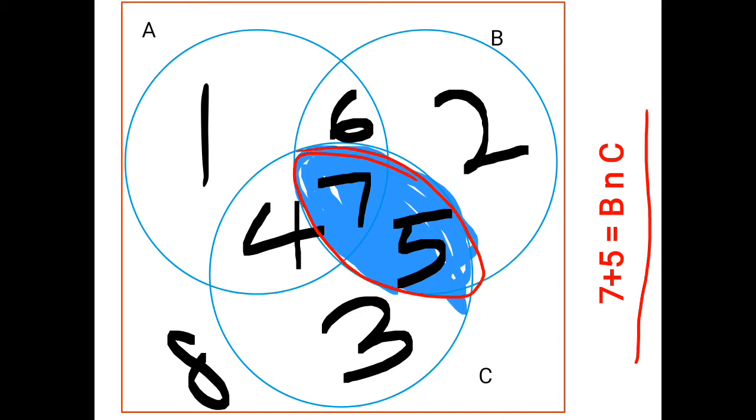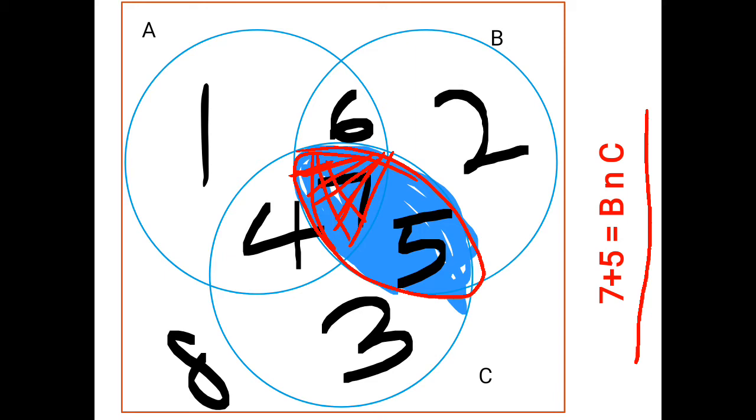First, shade or cover the intersection of all, or the part that is found in all three regions. All right, cover the part that is found in all three regions. Over here, our region 7 is found in all three circles. It's found in circle A, it's found in circle B, it's found in circle C. So I have covered that region. Let's look at the remaining parts. The remaining part is only region 5, right? Yes, the remaining part is region 5.